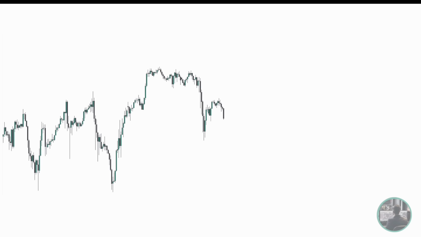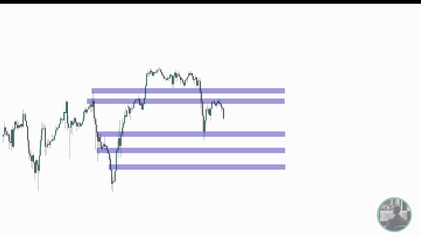You stop reacting to every new candle and wick. You stop drawing random levels, hoping they'll hold. You finally start trading with liquidity instead of against it.